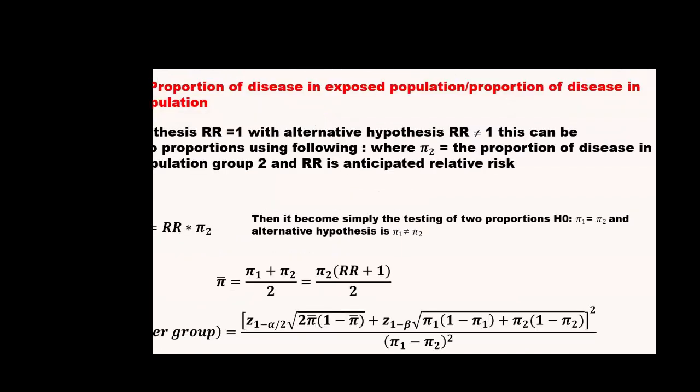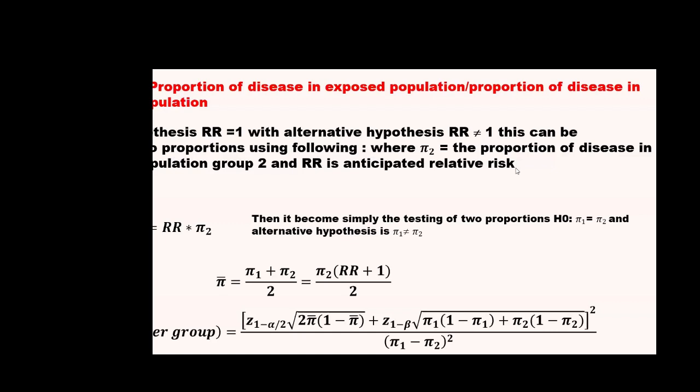Now we come to finding out how to calculate the sample size in case of relative risk. There is a difference between the relative risk and odds ratio. Relative risk we generally directly compare in the number of times, how many times it is increasing. Odds ratio is not number of times. So in relative risk, the proportion of disease in the exposed population is divided by the proportion of disease in the unexposed population. So we compare the test hypothesis relative risk equal to 1 with the alternative relative risk not equal to 1, that may be greater than or less than.